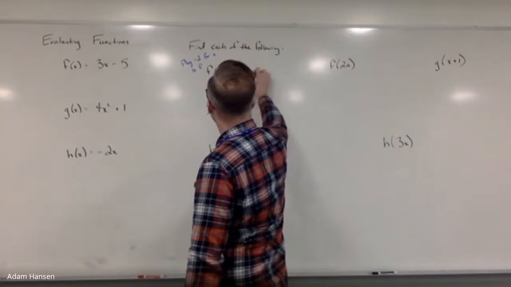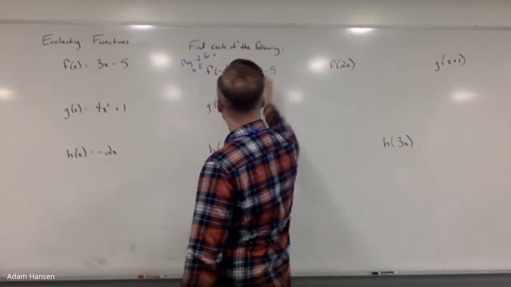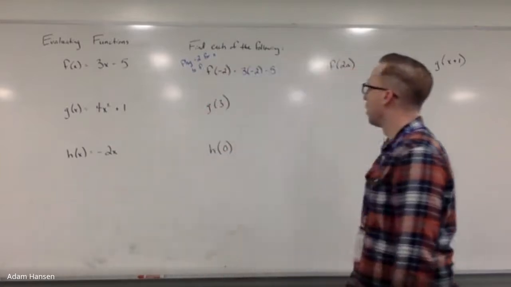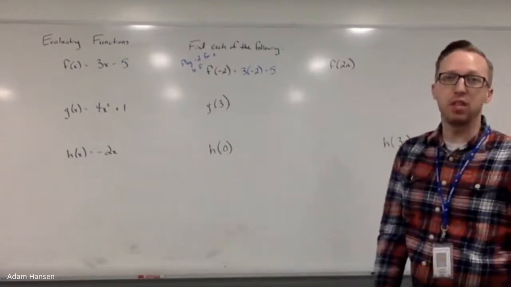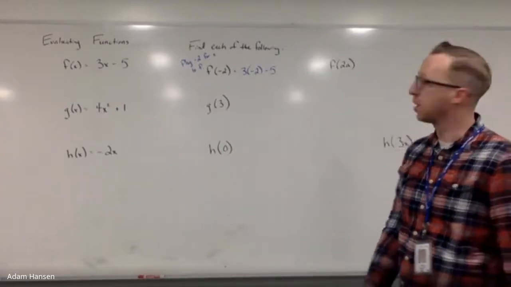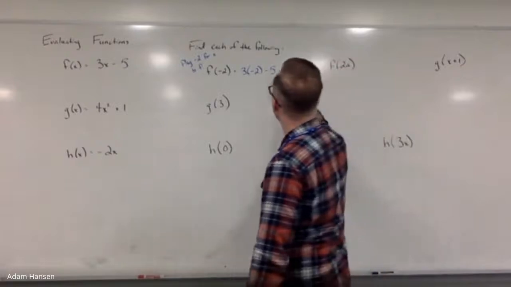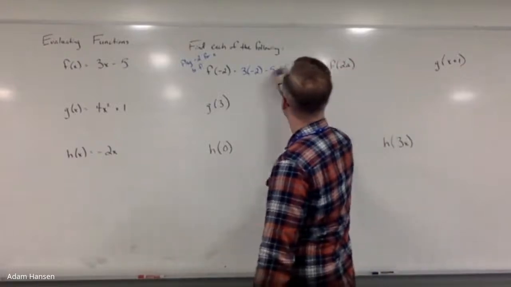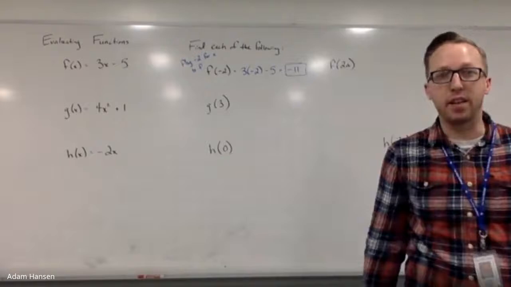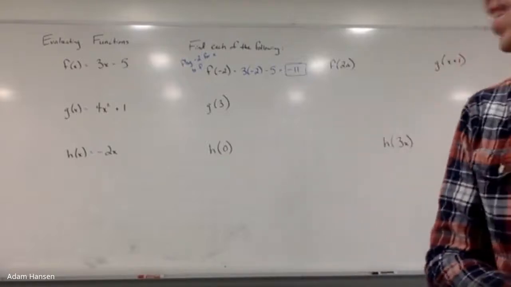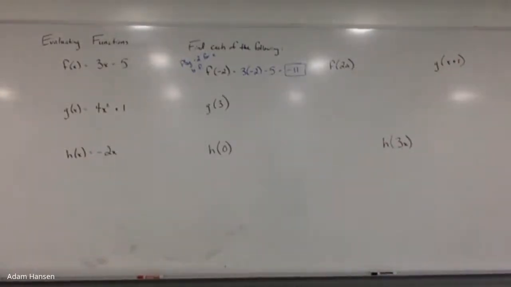So 3 times negative 2 minus 5. 3 times negative 2 is negative 6. Negative 6 minus 5 is negative 11. Just like you plug in x to find y, now I'm plugging in negative 2 to get out negative 11. What is the value of function f when x equals negative 2? That's going to be negative 11.